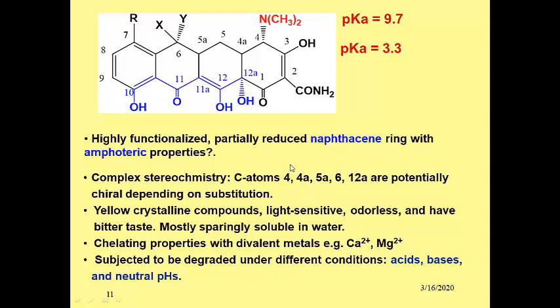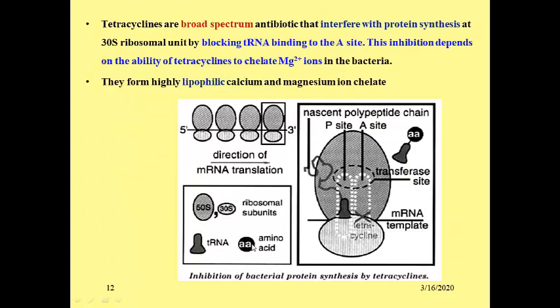Tetracycline is almost unstable in acid, base, and neutral pH, so this drug needs specific care. Mechanism of action is by inhibition of the 30S ribosomal subunit, according to concentration. If high concentration, it will be bactericidal. Low concentration, it will be bacteriostatic.